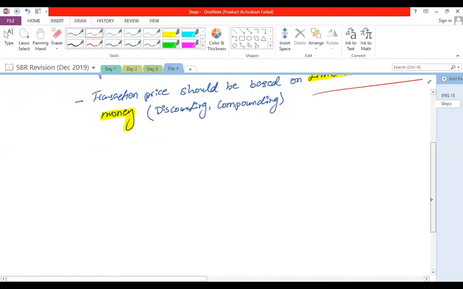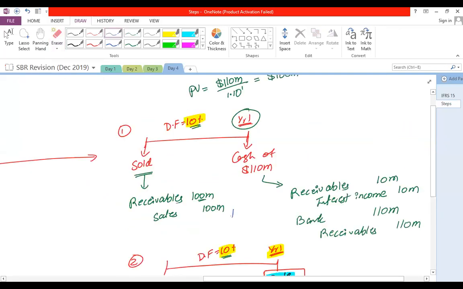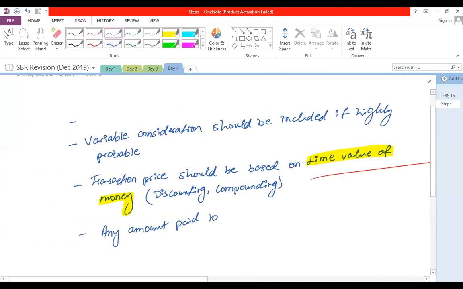So now let's get back to the transaction price. We have discussed 3 points. The fourth point is, if any amount is paid to the customer due to any reason, any amount paid to the customer is treated as a reduction in the transaction price.